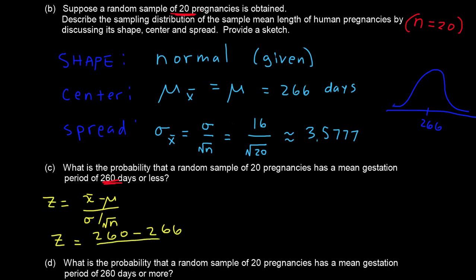And in the denominator, we need the standard deviation of the sampling distribution. That's the spread given right here. So we've already done some of the math, so I'm just going to write in the denominator 3.5777.